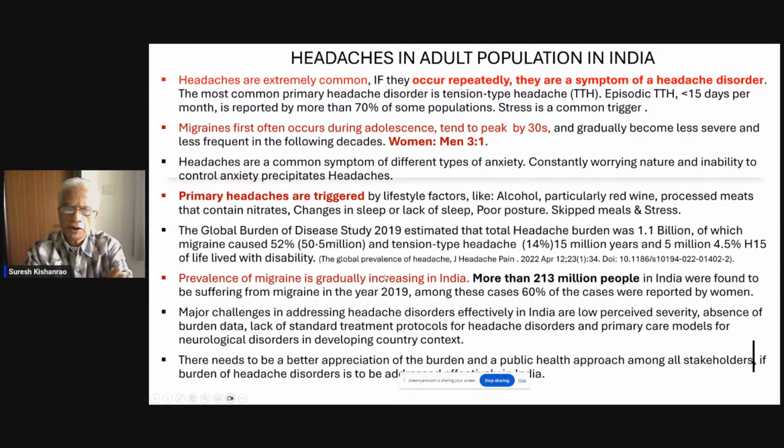The Global Burden of Disease study, done in 2019, about 5 years ago, said the world has annually about 1.1 billion cases, of which half have migraine, around 15% have tension type headaches, and around 5% have what is called H15 plus headache. That means headache which lasts for more than 15 days, mild, continuous.